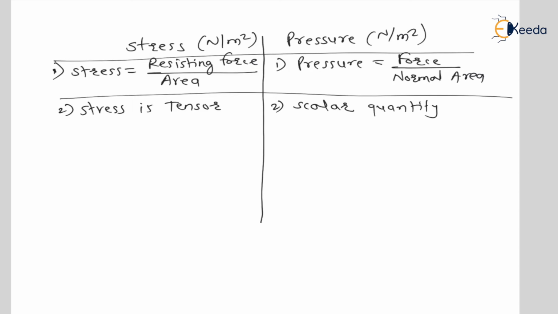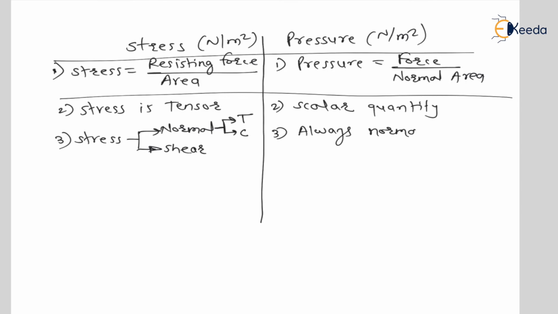Now the third point is, my dear students, we have already seen that stress can be normal, meaning if the load is perpendicular to the area it is normal stress, and if the load or force is parallel to the area it is shear stress. Again in normal, stress can be tensile and can be compressive also, right? But pressure is always normal and compressive. Pressure is never shear, pressure is never tensile.